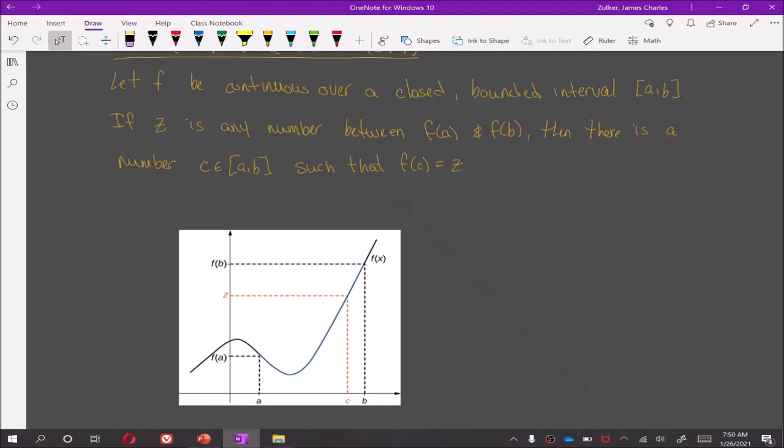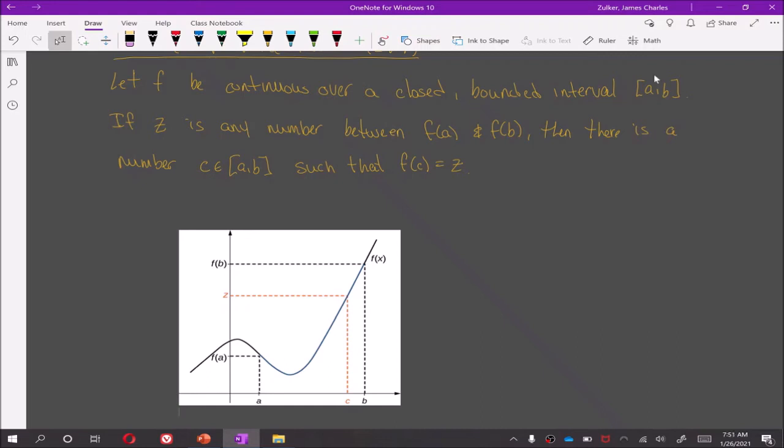It is not telling us how to find said value c. Only that it exists, and only that at least one exists. There could be multiple values, right? But this guarantees that at least one of them exists.